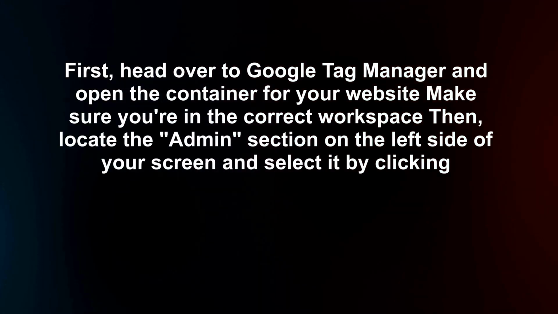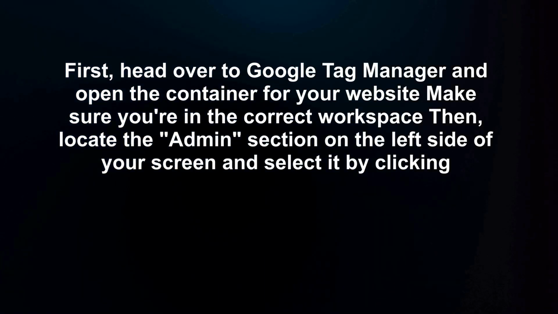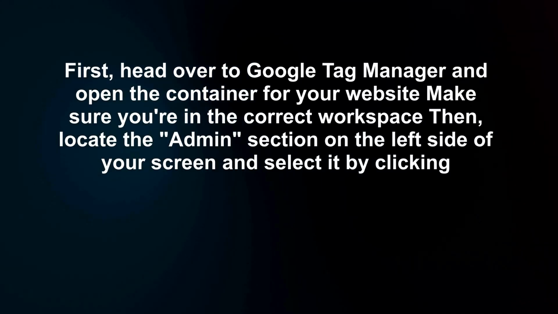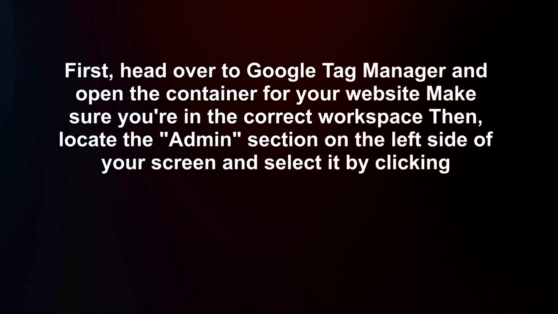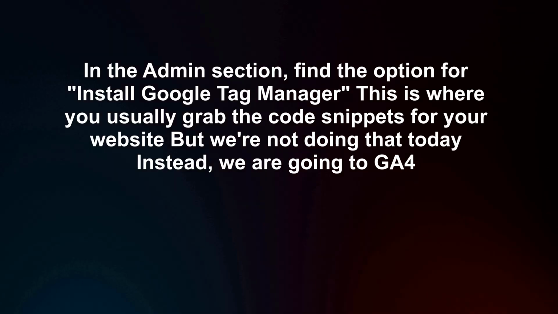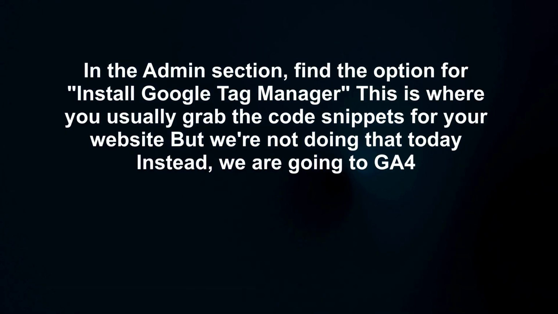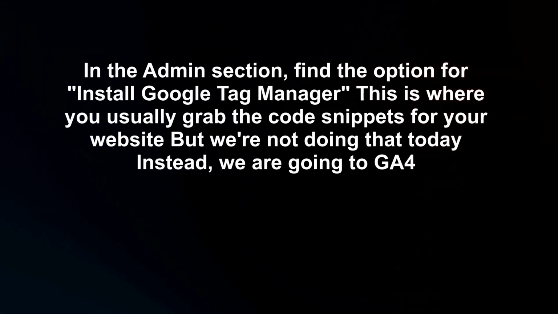First, head over to Google Tag Manager and open the container for your website. Make sure you're in the correct workspace. Then, locate the admin section on the left side of your screen and select it by clicking. In the admin section, find the option for Install Google Tag Manager. This is where you usually grab the code snippets for your website, but we're not doing that today. Instead, we are going to GA4.